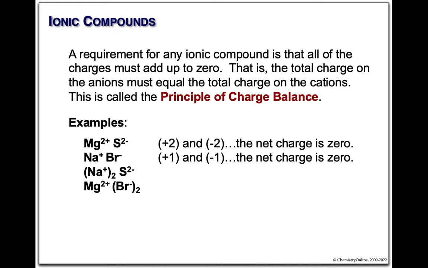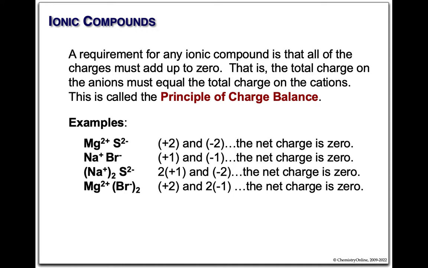If we wanted to pair sodium with sulfur, sulfur has a -2 charge, it's group 6, sodium group 1, so we need 2 sodiums for every sulfur. And finally, the opposite, magnesium, group 2, bromine, group 7, we need 2 bromines for every magnesium. Principle of charge balance, you must wind up with a neutral molecule.